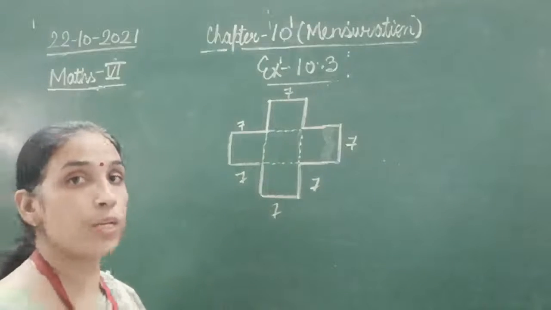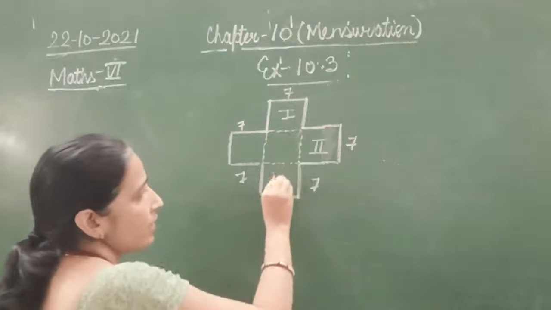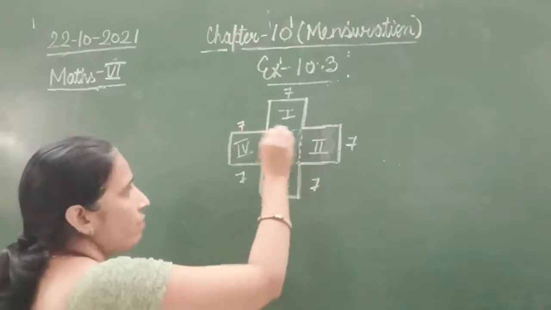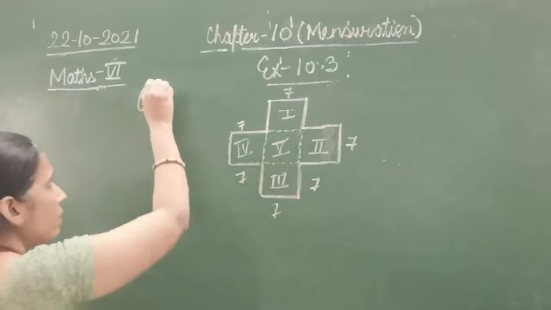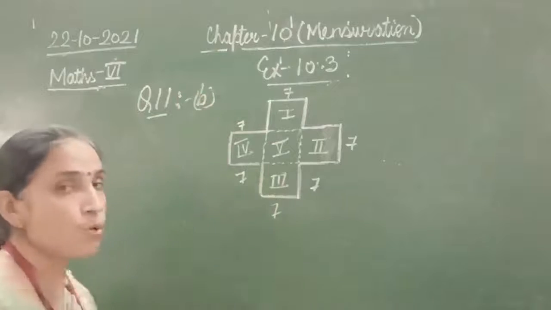Now, how many squares have you got? You have got 1, 2, 3, 4, and 5. 5 squares you have got. This is question number 11 B part. Fine. 5 squares you have got.